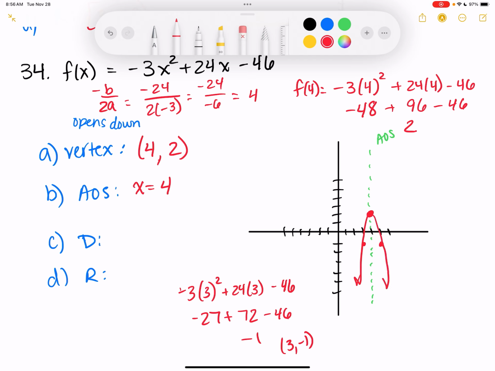And connect. So what's my domain? All real numbers. The domain is always the same for these problems. Range: think about which way it opens. Negative infinity to 2. So whatever your vertex y value is, we always include that in our range, and then it's either negative infinity or positive infinity based on which way it opens.